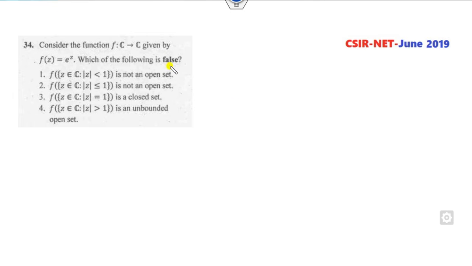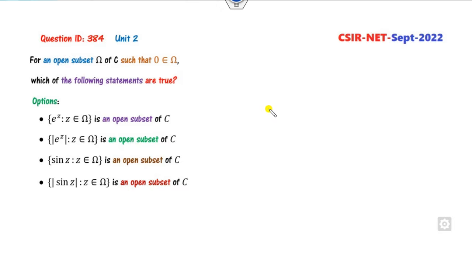Okay, which of the following is false? That's the image. When will the image set be open? By using the open mapping theorem, if you prove that this is open, this is closed, this is not closed, this is open, so A and D are open by using the open mapping theorem. This is also the open mapping theorem. So if you prove that 0 belongs to this, which of the following sets is open? This is an open set because it is a non-constant entire function.